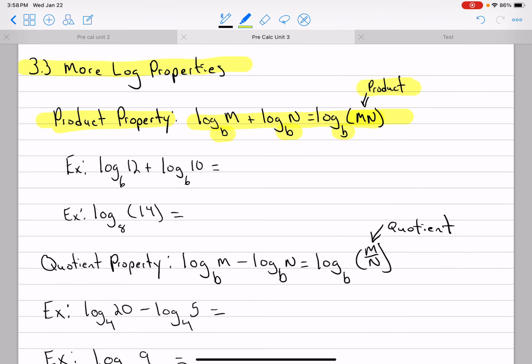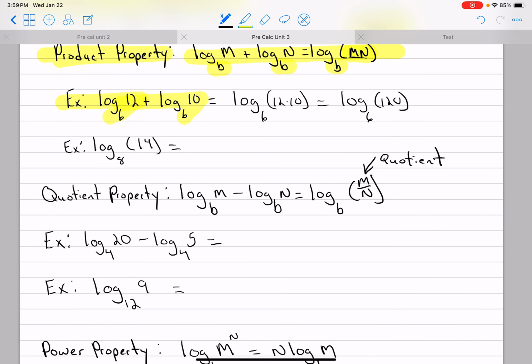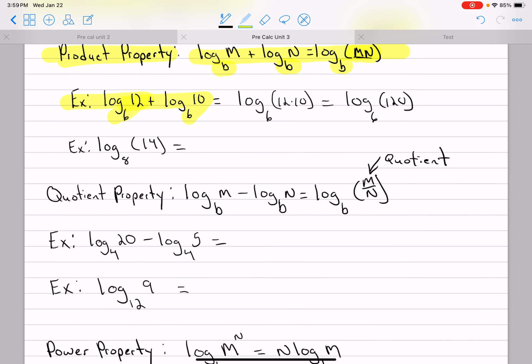It's pretty straightforward. So for example, if we have the log base 6 of 12 plus the log base 6 of 10, if I want to rewrite that using the product property, why don't you try to rewrite it right now? Boom, you did it. It's clearly the log base 6, and I need to take m times n, so I take 12 times 10, and I get the log base 6 of 120. Boom. Simple.